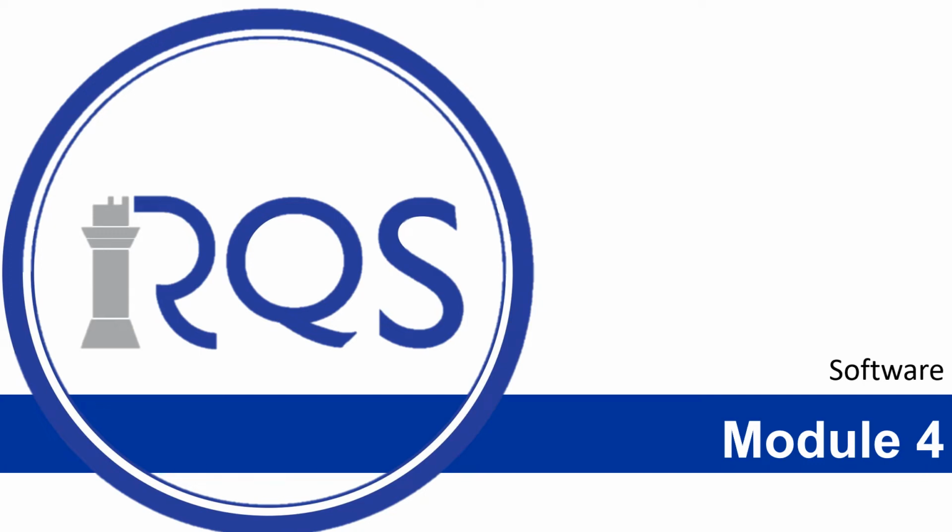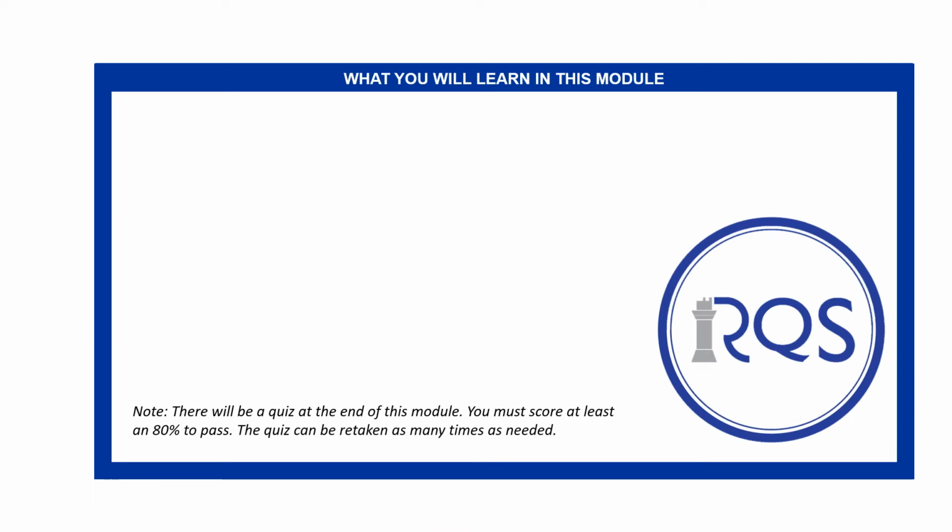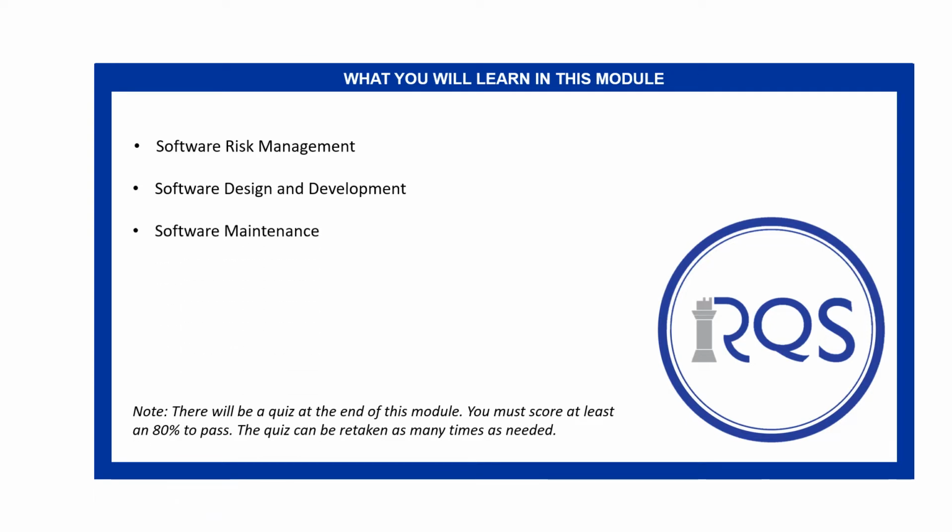Welcome to Module 4, Software. In this module you will learn software risk management, software design and development, software maintenance, and software principles. Note that there will be a quiz at the end of this module. You must score at least an 80% to pass, and the quiz can be retaken as many times as needed.